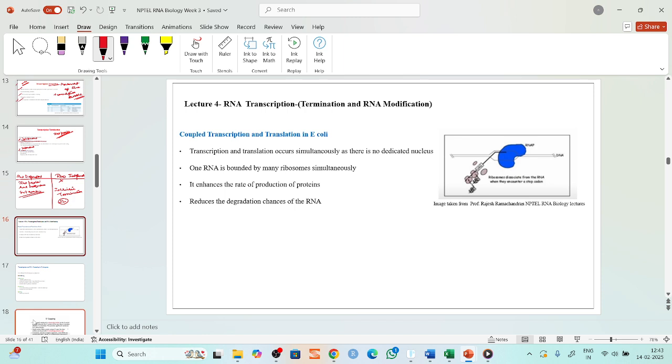Then we come to the last, it's the second last lecture, I think, yes. Then we're talking about the different kinds of RNA modifications that happen during termination and during transcription, and a little bit more about the termination process. So when we talk about E. coli, E. coli has a special feature. What is that special feature?